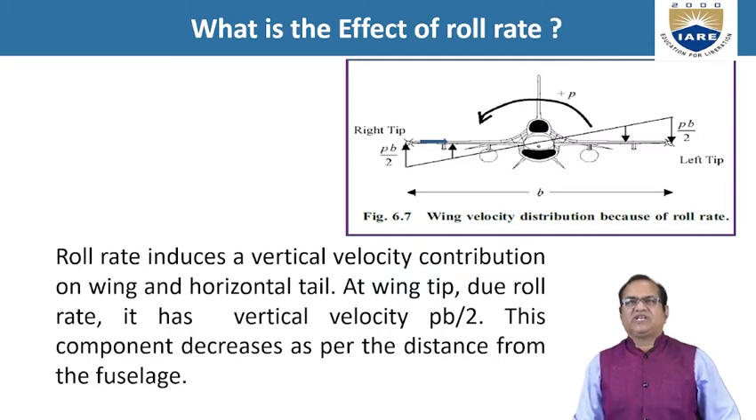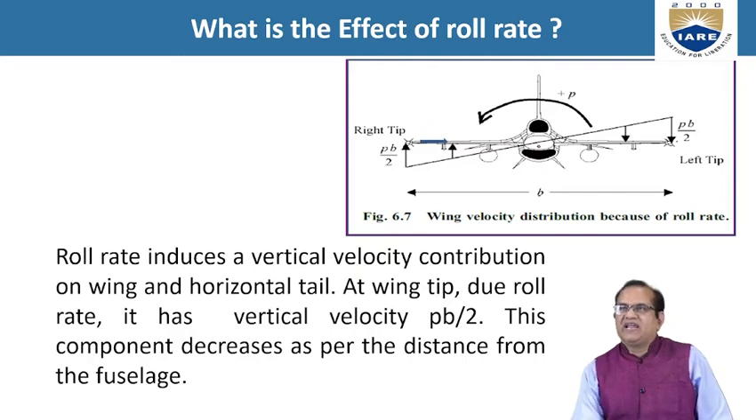Roll rate induces a vertical velocity contribution on the wing and horizontal tail. At the wing tip, due to roll rate, it has a vertical velocity PB by 2. This component decreases with distance from the fuselage. You can see it here in this diagram. So here is the right tip and here is the left tip.